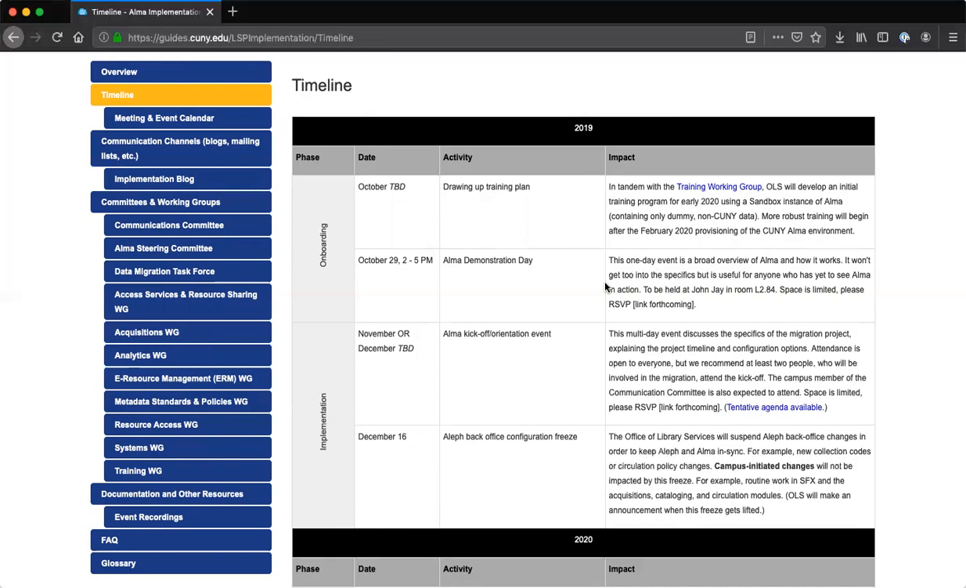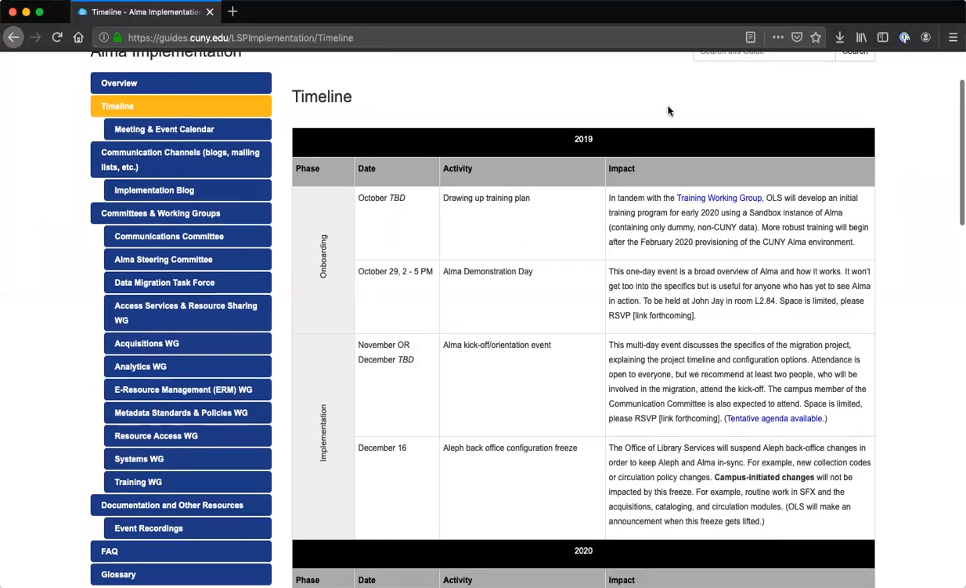The first thing that's coming up is OLS and the training working group in tandem are going to develop an initial training program for early 2020 using a sandbox instance of Alma. This is something we currently have access to. It's only populated with non-CUNY data, so it's just dummy data, and it's very limited. But we will get started in early 2020 with some kind of training. And that will be determined, as I said, in October when we meet with the training working group. And then more robust training will begin after the February 2020 data load, but I'll get to that in a little bit.